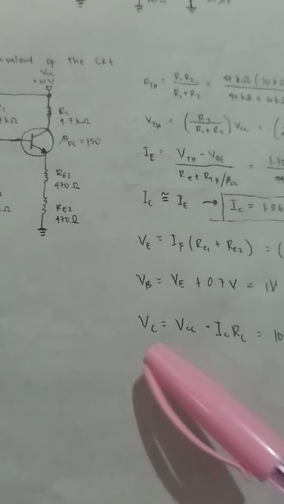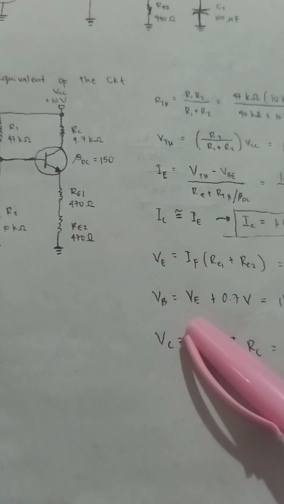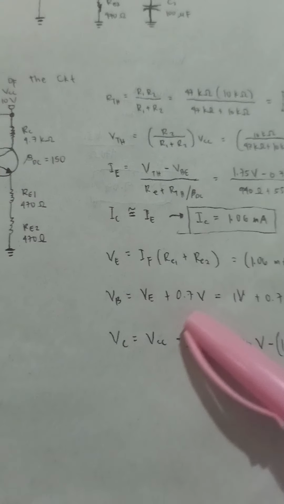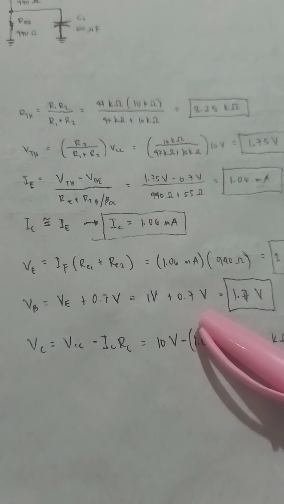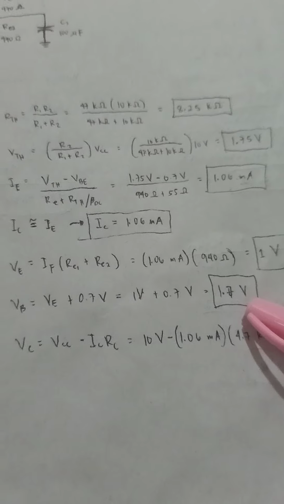1 volt. The base voltage is equal to the emitter voltage plus 0.7 volts, so 1 volt plus 0.7 volts is equal to 1.7 volts.